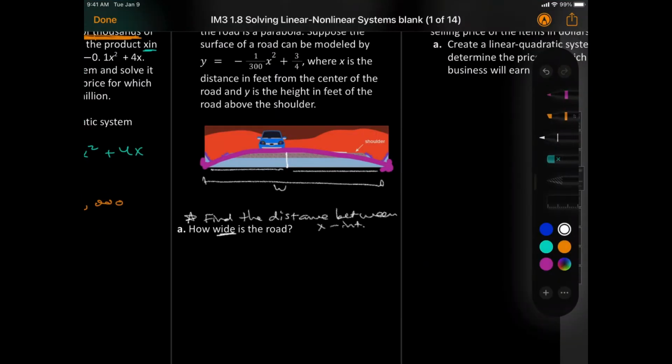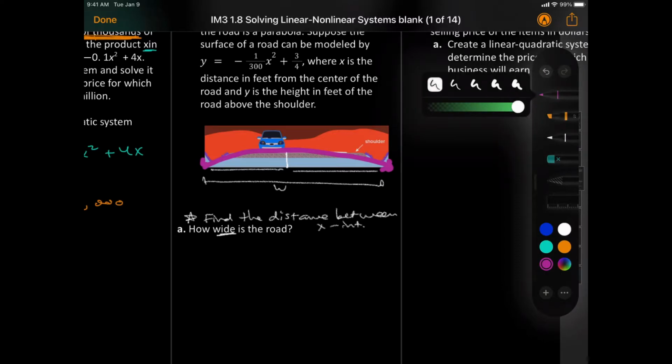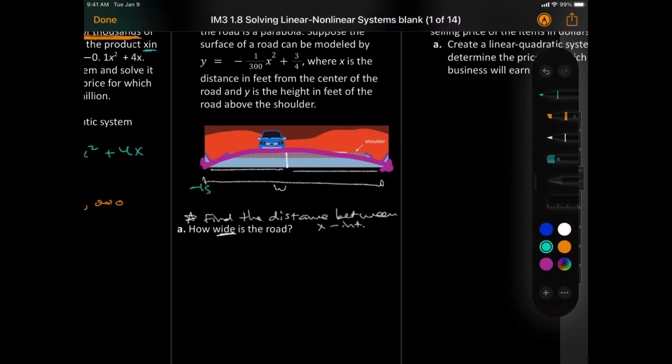Okay, so this is at negative 15, this is the origin, and this is 15. That means this has a distance of 15 and 15. So 15 plus 15 is 30. The road is 30 feet wide.